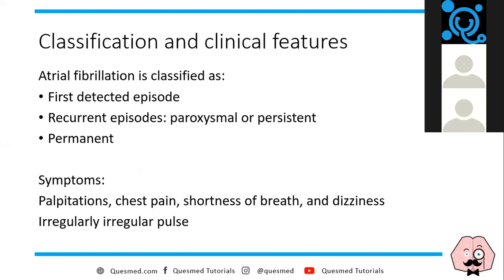So thinking about how we classify it, there are actually a few ways of classifying this, and this is the way that encompasses the common terms that you find in clinical practice. So for the first episode, it's really important to know whether this is a patient that's known to have AF or a patient that has gone into AF. And if it's a patient with new AF, then you need to think about what's actually caused that, which we will come on to.